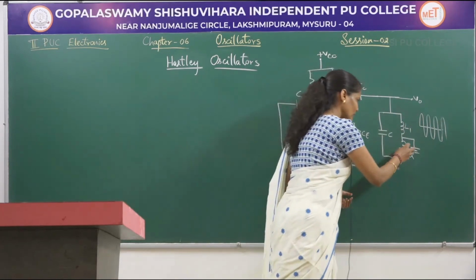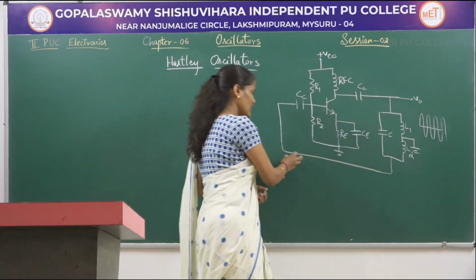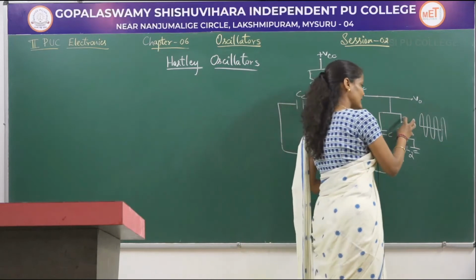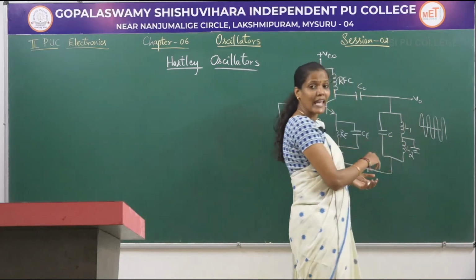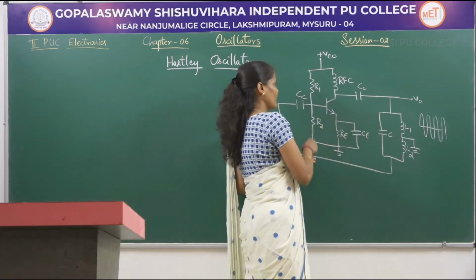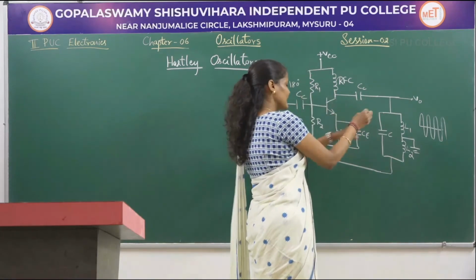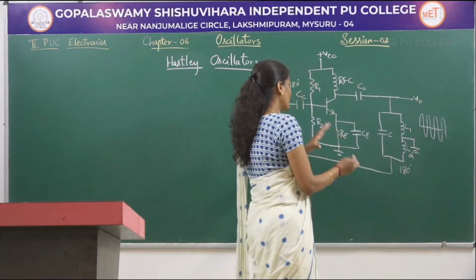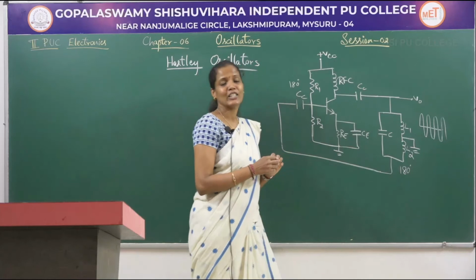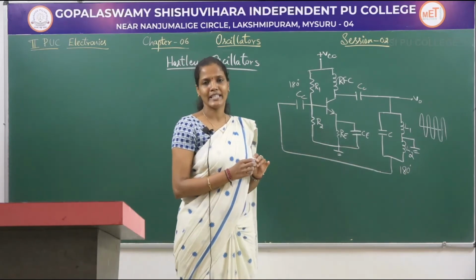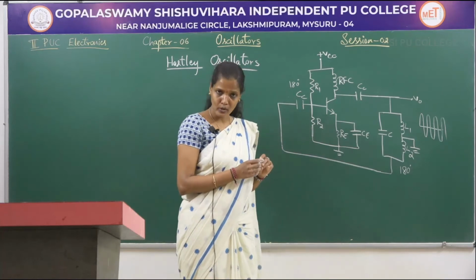The potential across the inductor L2 is given back as feedback to the amplifier circuit, and the output of this oscillator circuit is taken from L1. So this amplifier circuit will provide a phase shift of 180 degrees and this tank circuit will again provide a phase shift of 180 degrees. So totally 180 plus 180 gives me 360 degrees, which is the very important criterion in order to generate sustained oscillations.